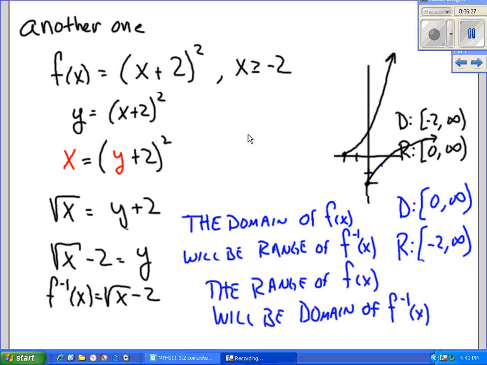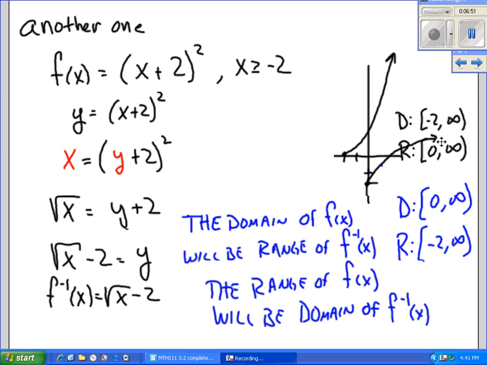Okay, this is the one that wasn't quite so bad. Probably should have done that first. So f of x is (x + 2) all squared. We've got the restricted domain, so we're only looking at half of the parabola. I've got it cut off at the vertex here. Change the x to y, the y to x. Square root both sides. Again, I only want the positive square root because I only want half of the function. Subtract the 2, and there's my inverse function.